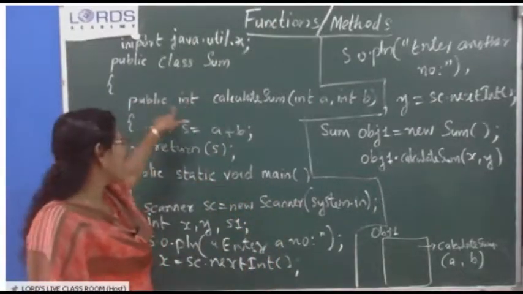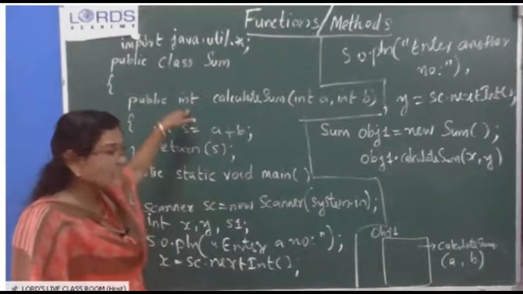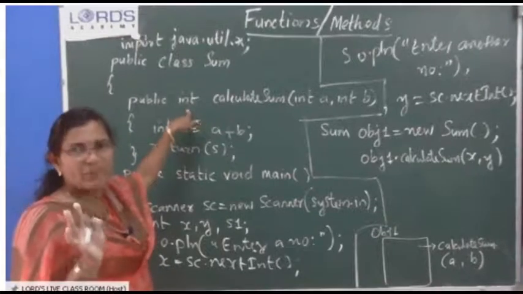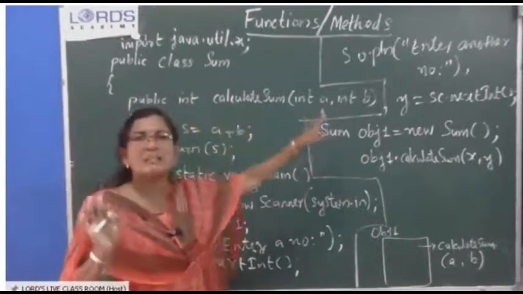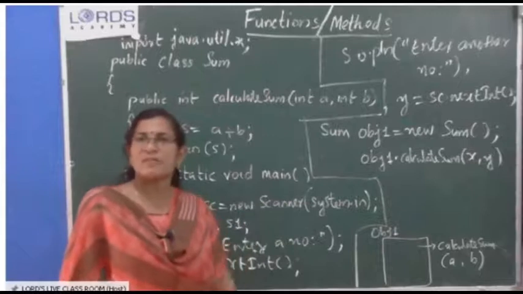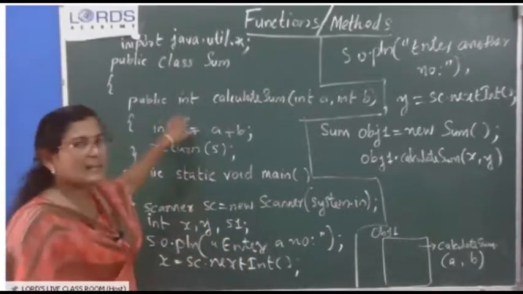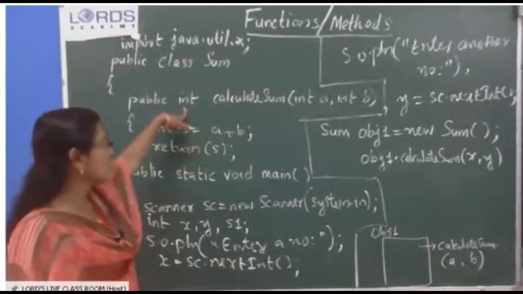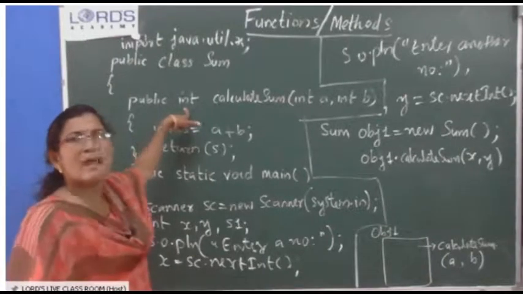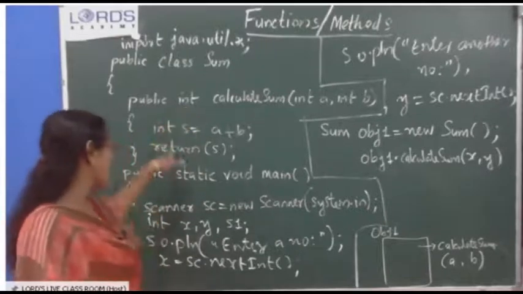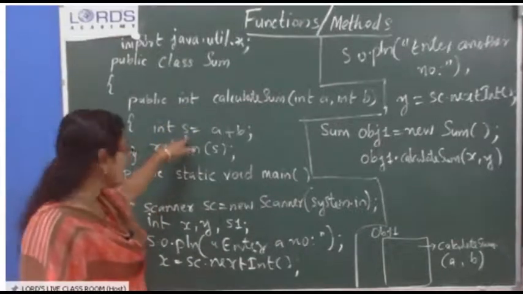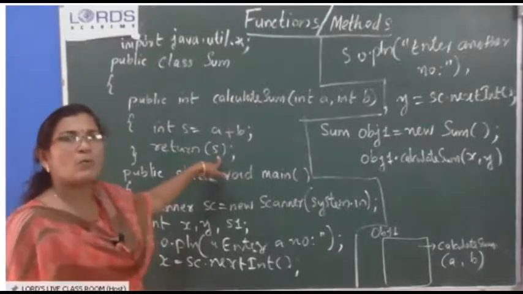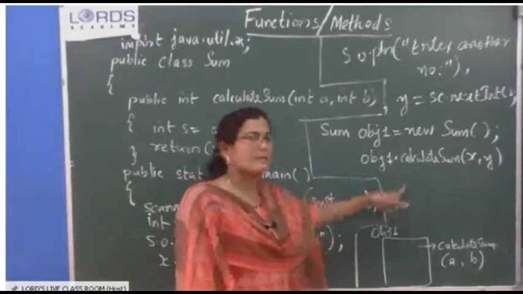So, public int, return data type is int. Access specifier, modifier, return data type, name of the function followed by the list of arguments. This is the syntax for writing a function. Okay, writing the prototype of a function. So, the return data type of the function is int. This function gives back the calculated result. So, the calculated result is stored in S, return the value of S to the part of the program from where it is called. Okay.